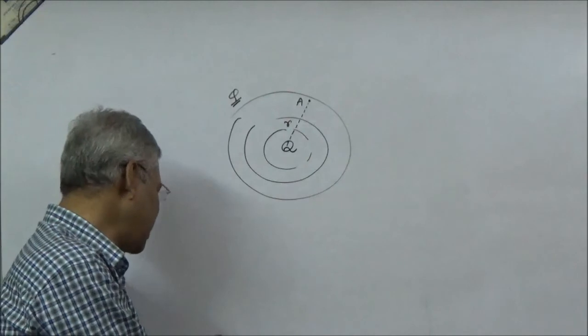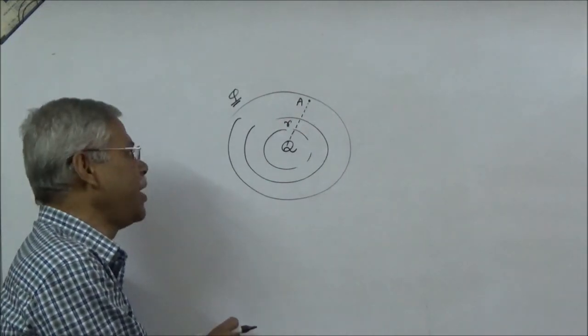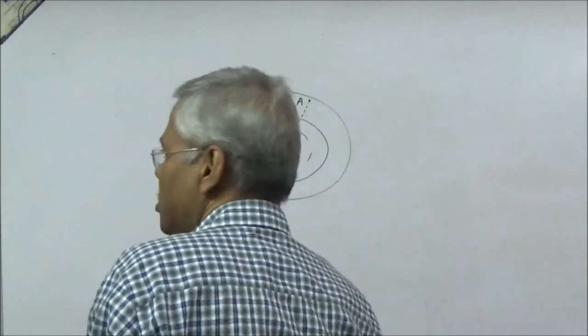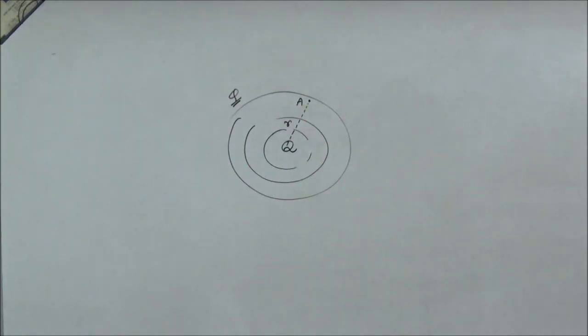So write the potential at a point of an electric field is defined as the work done by an external agent in bringing a unit positive charge slowly from infinity to the given point.